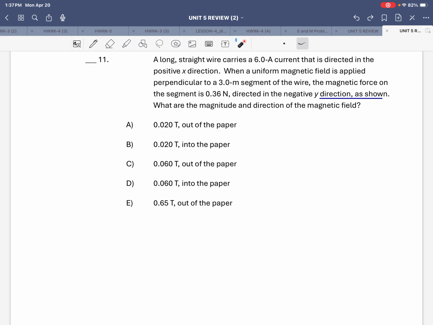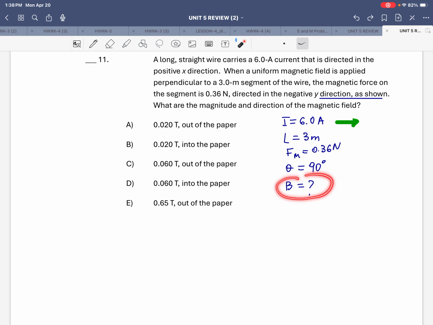So I'm going to start off by rereading the question one more time to jot down the information. We have 6 amps current, going in the positive x direction. Next, we have a uniform magnetic field perpendicular to a wire of 3 meters. That means the angle between B and L is going to be 90 degrees. We need to find the value of the magnetic field, and we also need to know the direction.